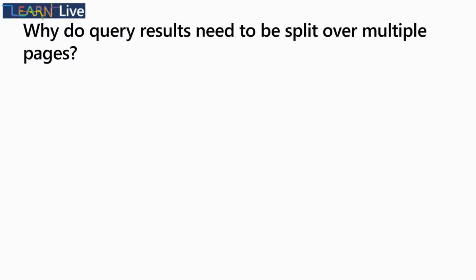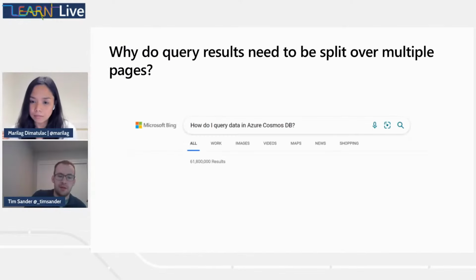The first thing I want to talk about, and this is actually even broader than Cosmos DB and broader than databases in general, is why do query results need to be split over multiple pages? To explain this, I'm going to draw a parallel to search engines, or really any place where you're searching for data and getting a lot of results back. Whether it's Bing, Google, whatever your favorite search engine is, let's say I type in: how do I query data in Azure Cosmos DB?